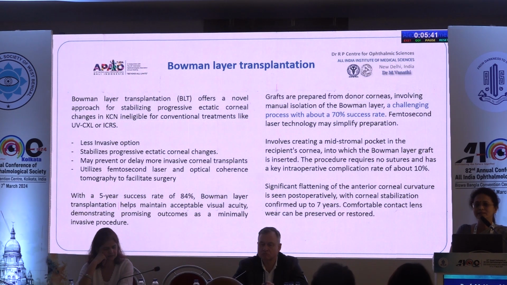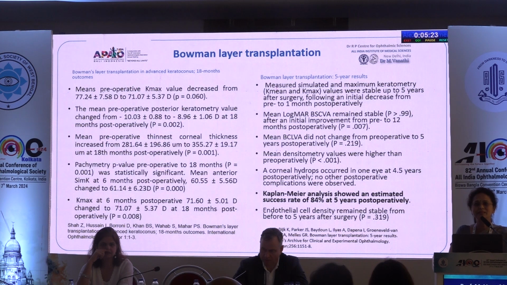So when we look at Bowman's layer transplantation, it is a novel approach, but it has a learning curve here. The tissue preparation is slightly more challenging than a routine keratoplasty, and whatever we have in terms of results is a success rate of about 70 to 75% in helping to arrest a progressive keratoconus, or in helping to give a visual outcome that is acceptable in these cases here. Some of the complications are perforations and infections as expected when we are doing a lamellar procedure.